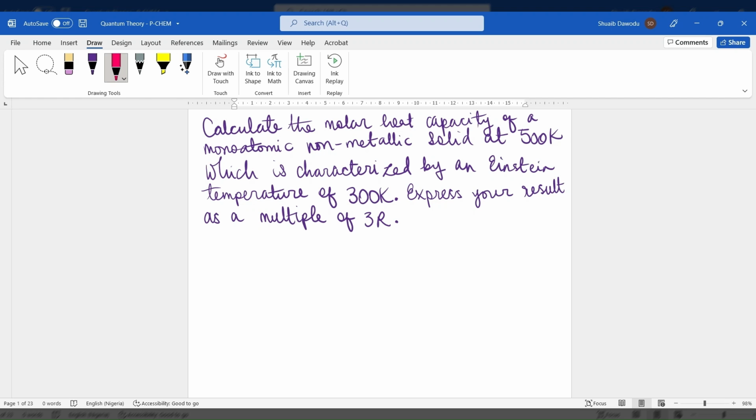So today we're going to be working on the question on the screen that says: calculate the molar heat capacity of a monoatomic non-metallic solid at 500 Kelvin, which is characterized by an Einstein temperature of 300 Kelvin. Express your results as a multiple of 3R.